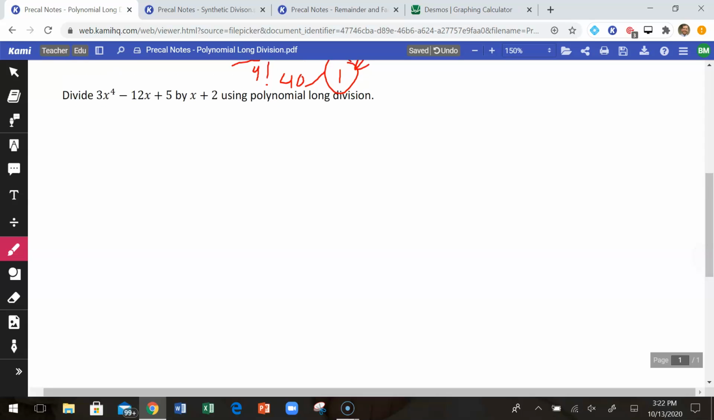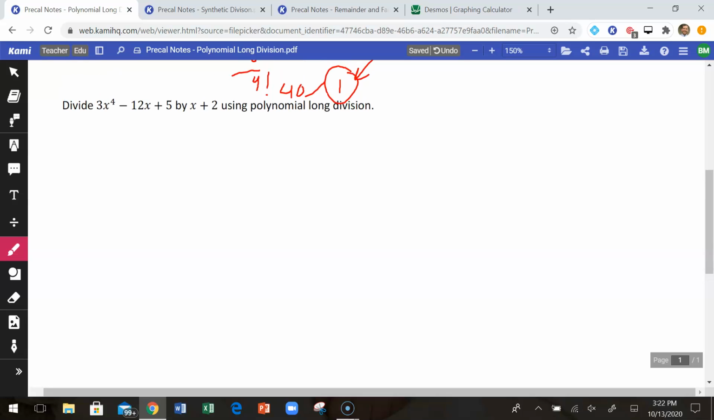Okay. So, polynomial long division. We are dividing 3x to the 4th minus 12x plus 5 by x plus 2. So we're going to put the x plus 2 on the outside, and on the inside I'm going to write in my polynomial. However, I'm giving you an example where you need to worry about this because you always need to make sure that you have this covered.